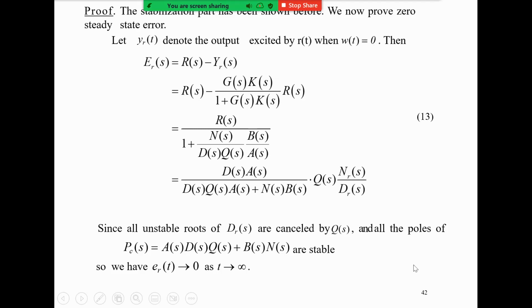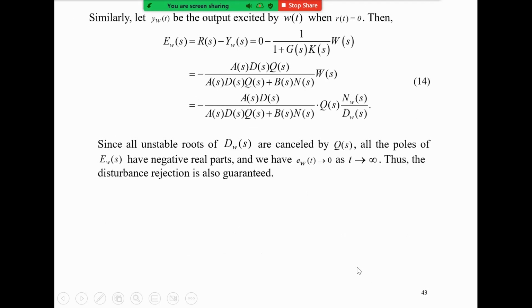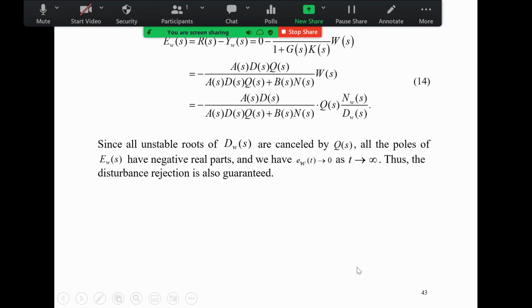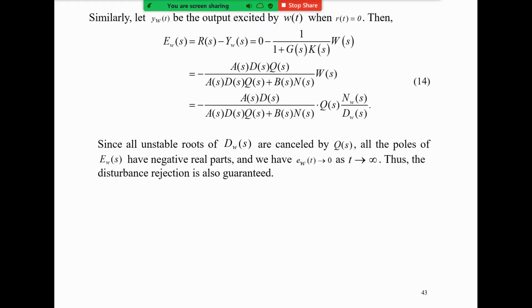Now we prove the second part. The second part is we want to analyze the output of the system when we try to follow the 0 reference output. So R equals 0, but the disturbance is there. The disturbance is not 0.